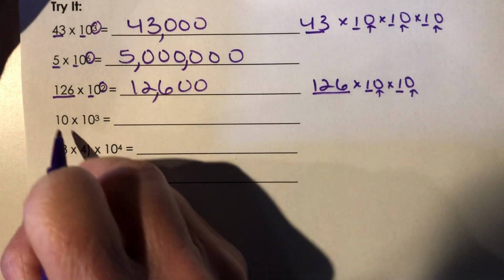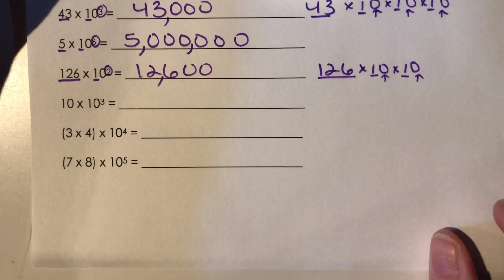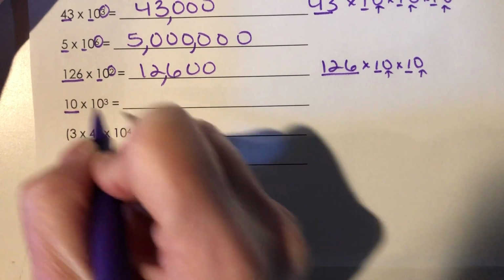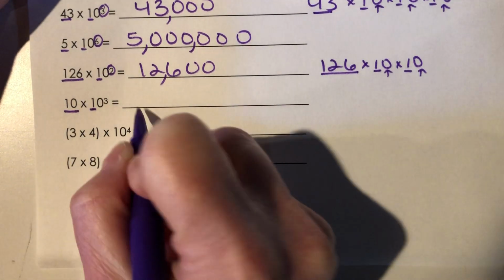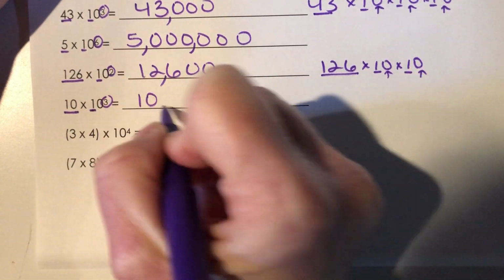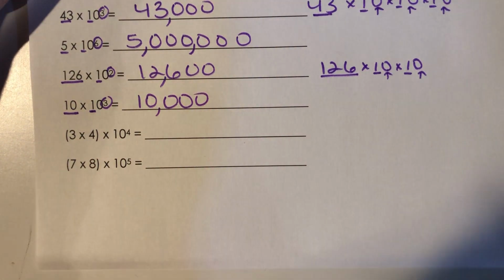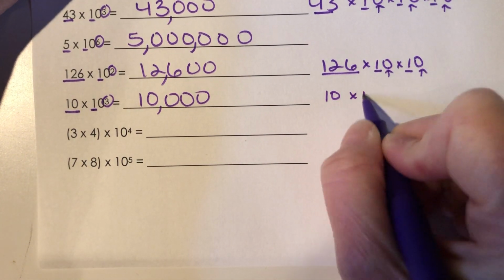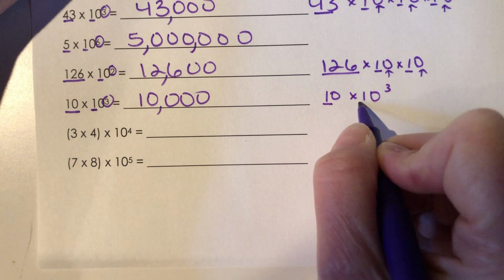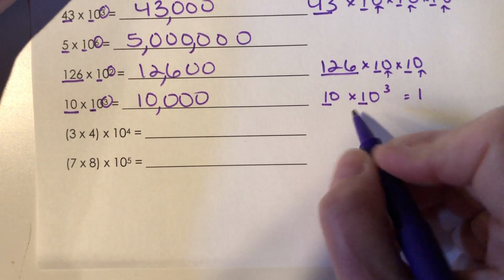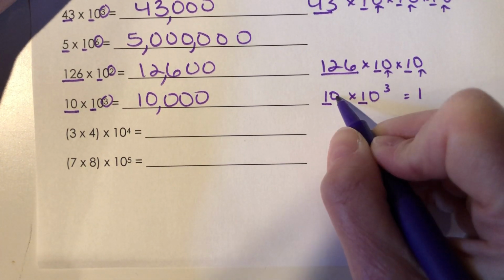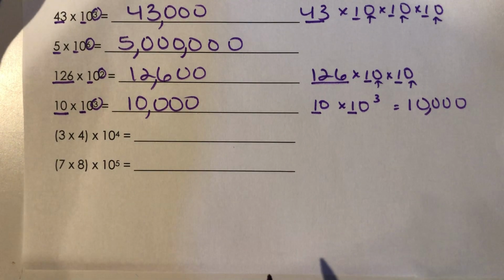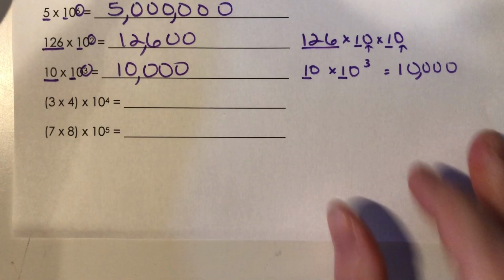All right, 10 times 10 to the third, there's a couple different ways to look at this. You could just look at this as 10 times 1, which is 10. And then I have 3 zeros, 1, 2, 3. You might also look at this as, I'm going to write it off to the side, 10 times 10 to the third, as 1 times 1, which would be 1. And then we'd have 3 zeros here and another one there, 1, 2, 3, 4. Either way, it's 10,000.